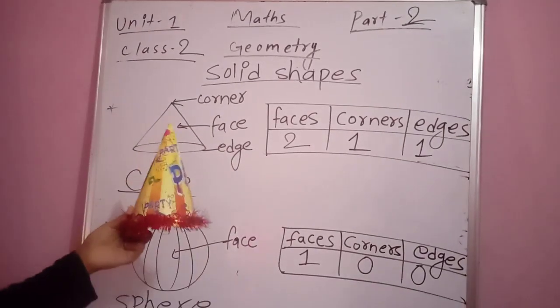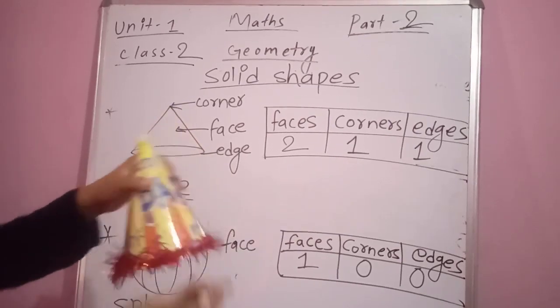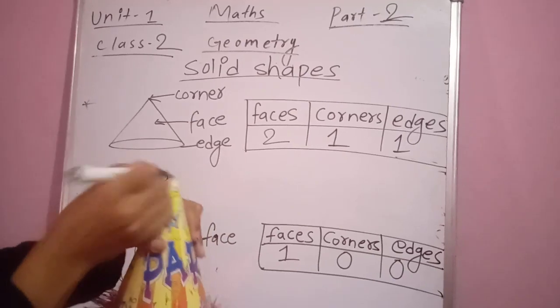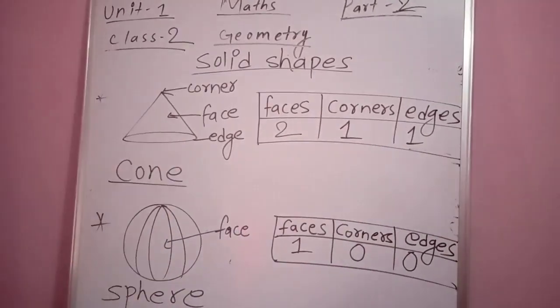And how does it have 2 faces? So this is the first face and this is the second face. So altogether there are 2 faces. Likewise the corners, this one is your corner, and 1 edge means this is your edge.